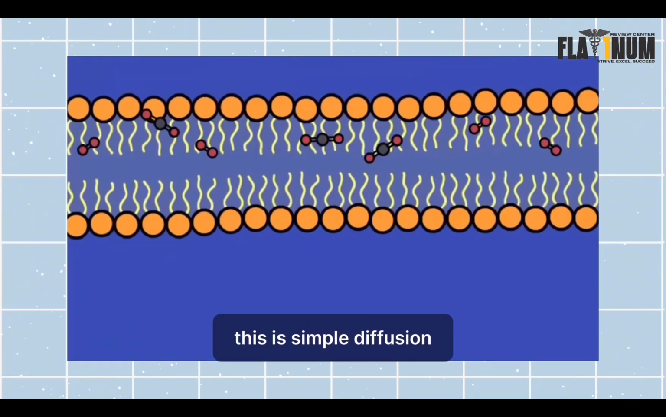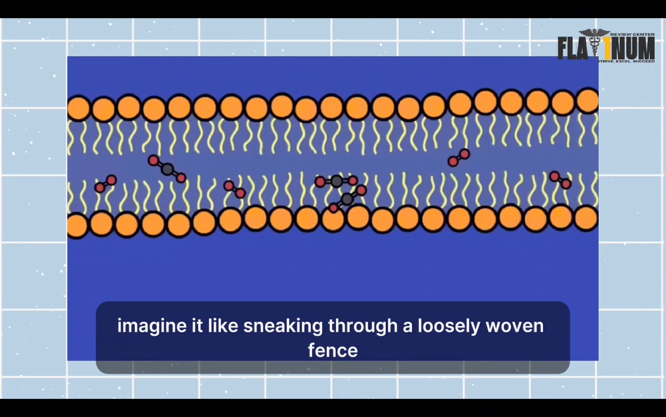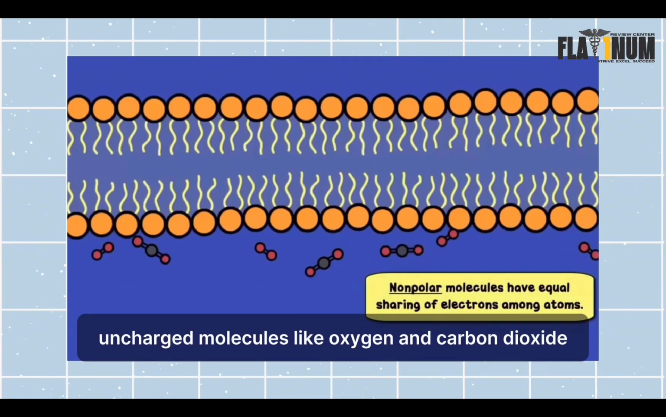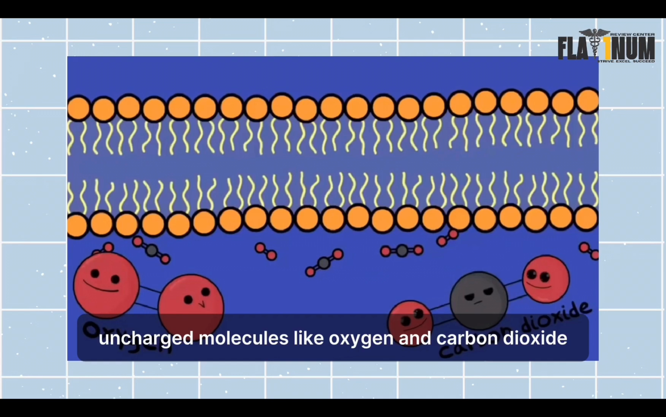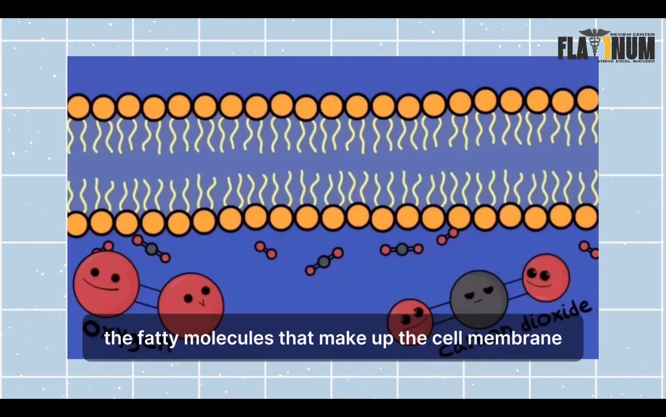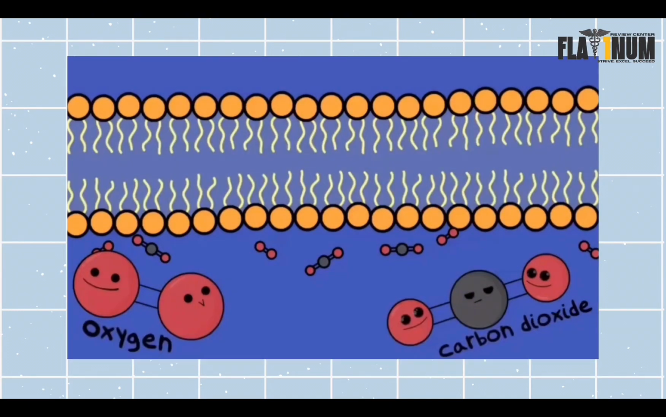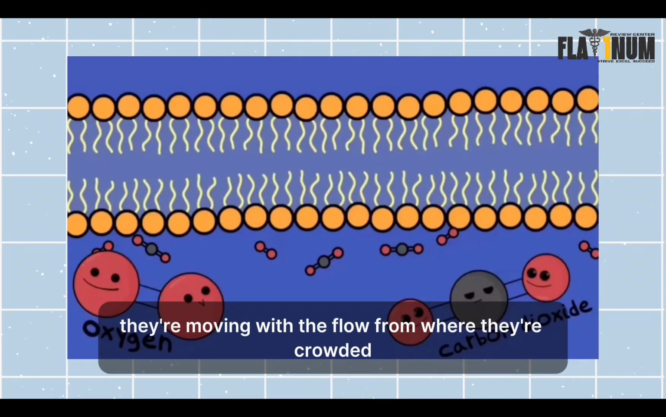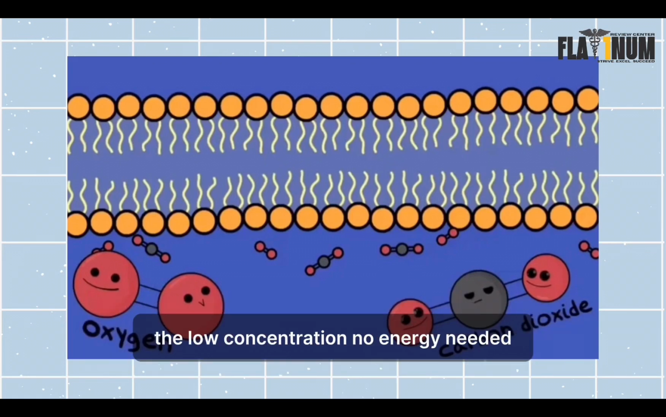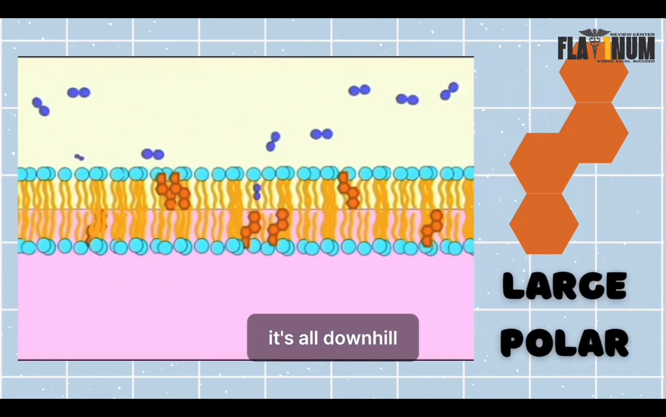This is simple diffusion. Imagine it like sneaking through a loosely woven fence. Small, uncharged molecules like oxygen and carbon dioxide, the essential players in respiration, can easily slip between the fatty molecules that make up the cell membrane. They're moving with the flow from where they're crowded, the high concentration, to where there's more space, the low concentration. No energy needed. It's all downhill.